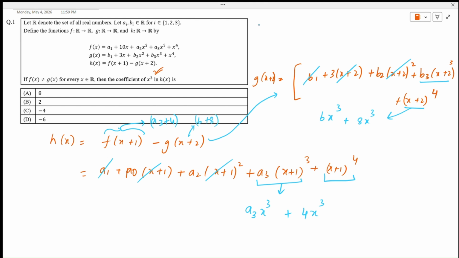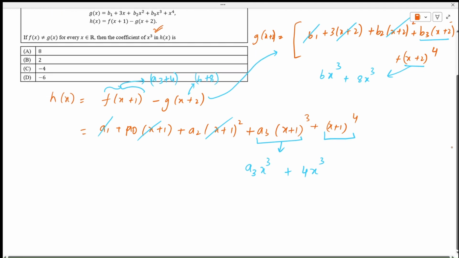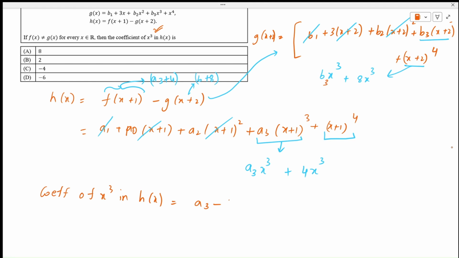So in general, the coefficient of x cube in h of x is equal to a3 minus b3, and 4 minus 8 is minus 4.